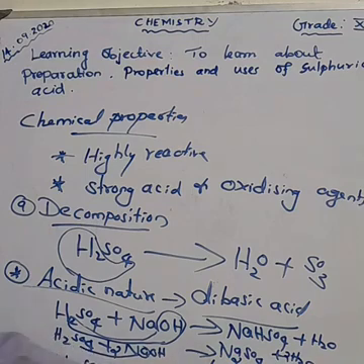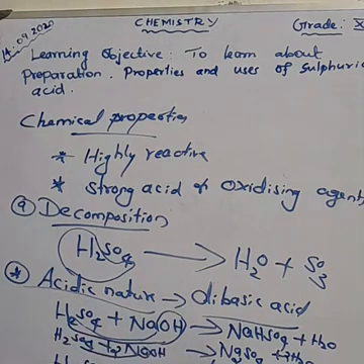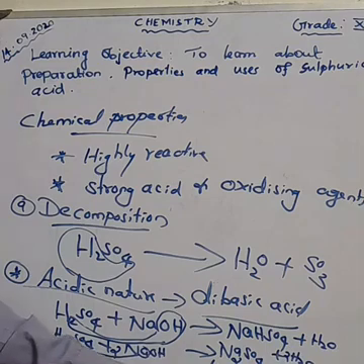Ammonium sulfate. How much ammonia is there? 2 ammonia. So ammonium. How much ammonium is there? 2 ammonium. So make it 2 here. Ammonia is 2. Ammonium is also 2. Okay. Now the equation is in balance.